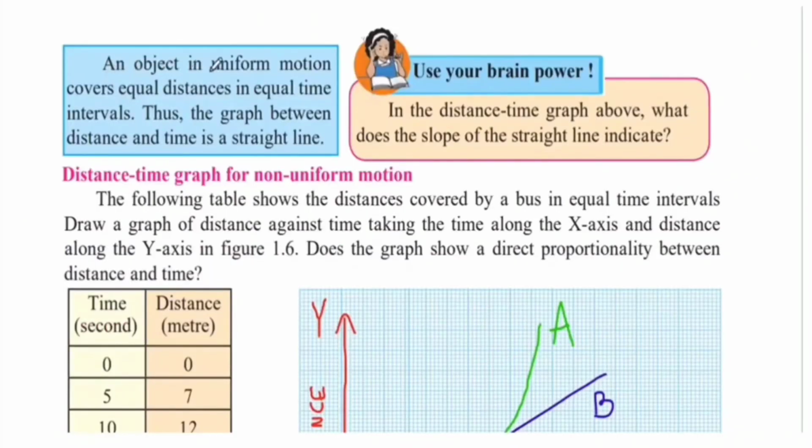An object in uniform motion covers equal distances in equal time intervals. Thus, the graph between distance and time is a straight line. So, because the object was in uniform motion, the graph would be a straight line. Now we will study the distance time graph for non-uniform motion. The following table shows distances covered by a bus in equal time intervals.